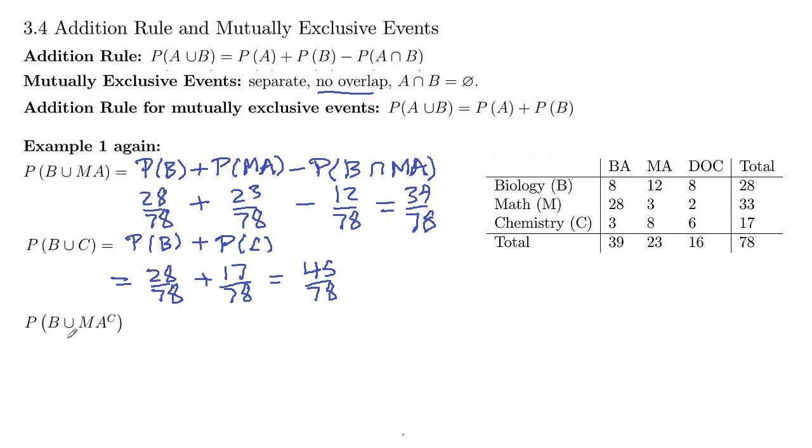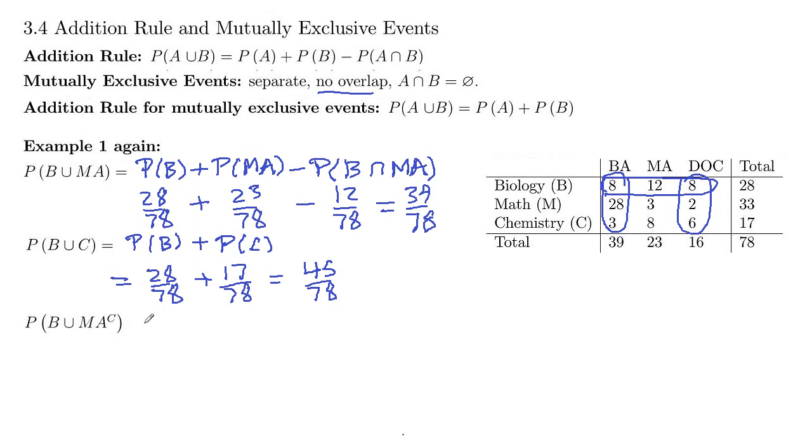And then how about biology major or not a master's degree? So biology majors or not a master's. So biology majors are right here. And then master's degrees is the middle column. Not a master's degree would be doctorate or bachelor's.